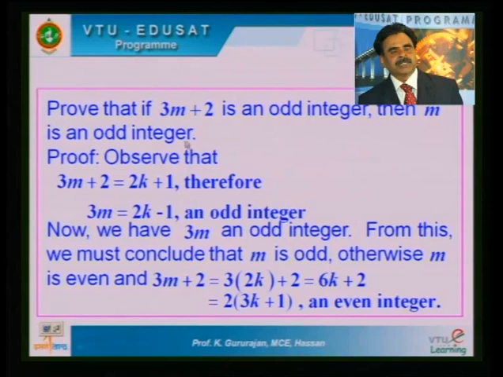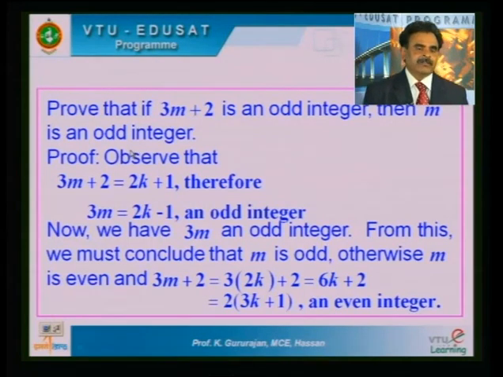But what is our assumption? The hypothesis given to us is that 3m plus 2 is odd. So therefore, 3m plus 2 cannot be an even number. This happened because we started with the assumption that m is even, which is wrong. So once again, the conclusion is that if 3m plus 2 is an odd integer, then m must be an odd integer. Here also we have used an indirect proof. Understood how to use an indirect proof for a problem like this?